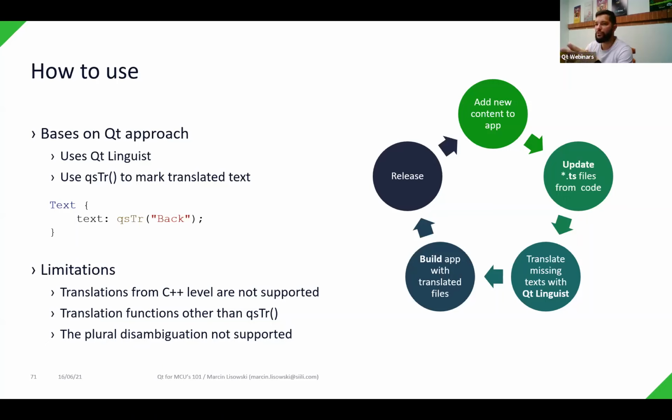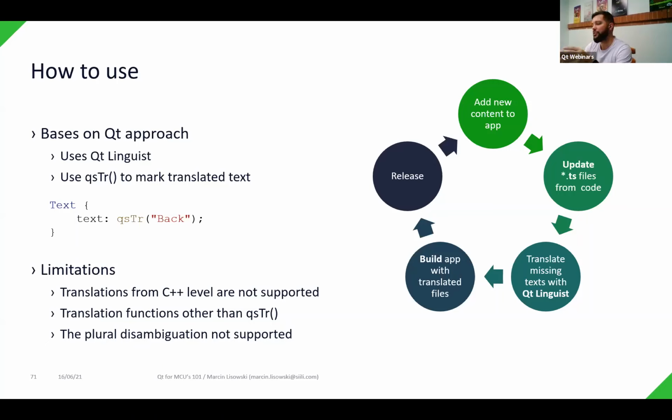It's done by using the QSTR function to mark the text that is going to be translated. Here is a short example on the left side, where your string is just wrapped in the QSTR function. Let me now explain how it works together with Qt Linguist. Let's look at the diagram on the right side, at the top, the green one. So you are adding new content to your application, which of course is using QSTR for all of the strings that are going to be translated.